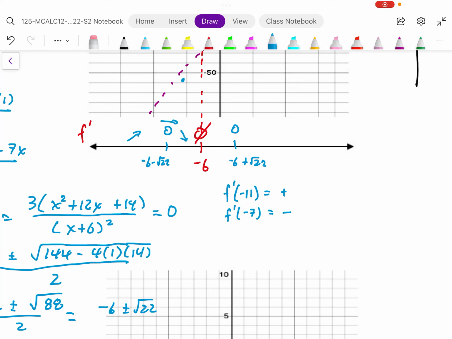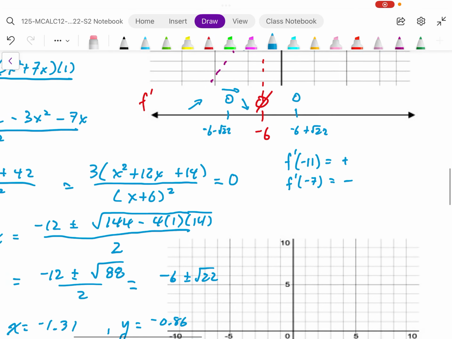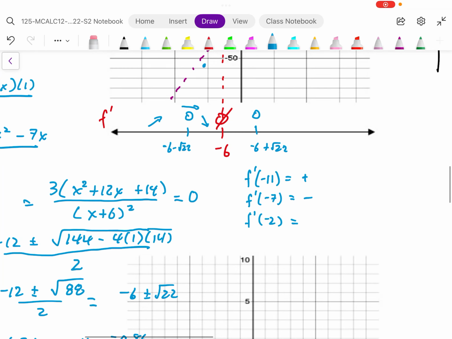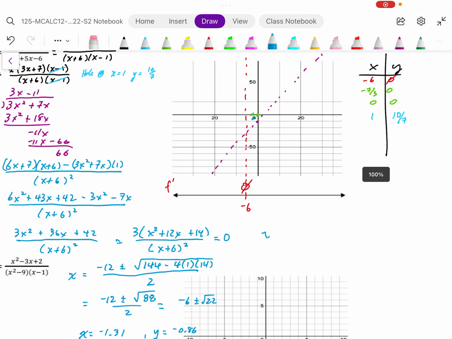Picking a point between negative 6 and negative 1.3, maybe we'll choose f prime at negative 2. That works out to be negative, so it's going to be pointing down here and then across. We already know that that's the shape. And then f prime at 0, we end up with positive, so it's going to slope up through here. Okay, so there's my slope chart.